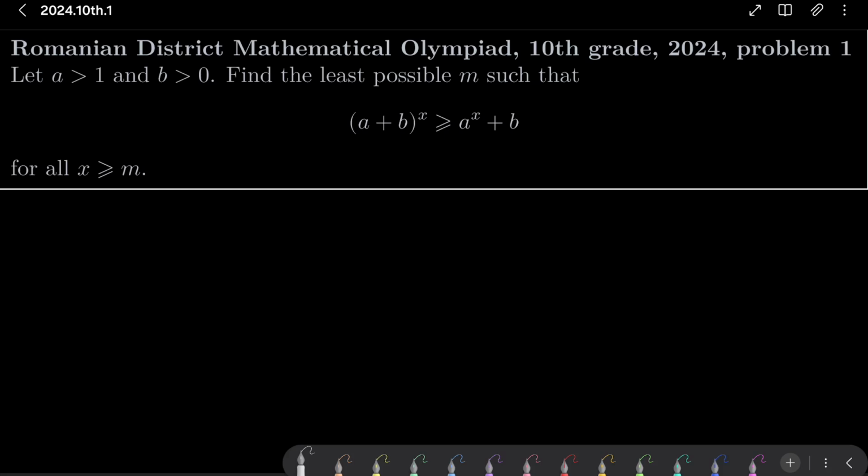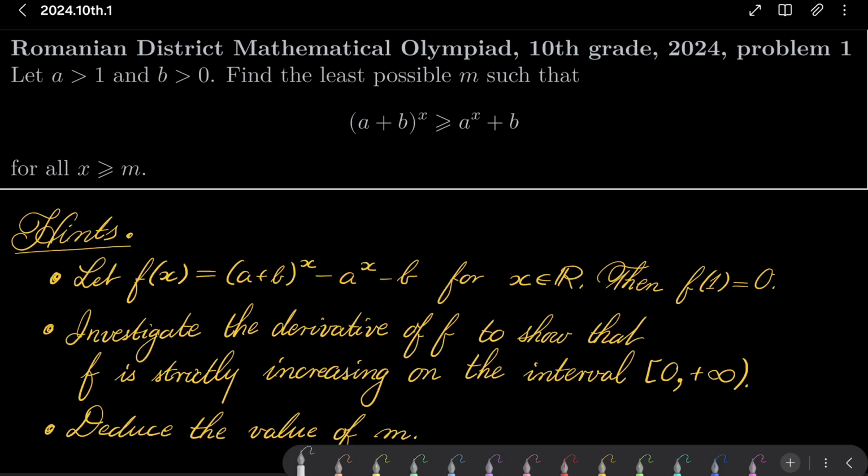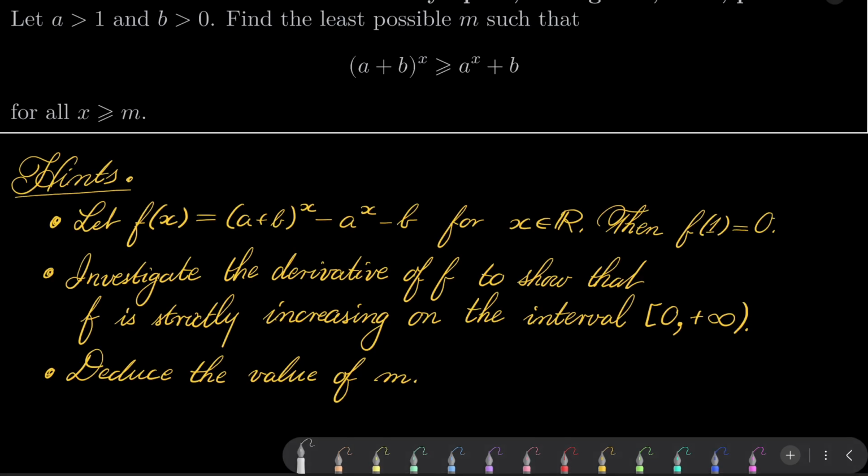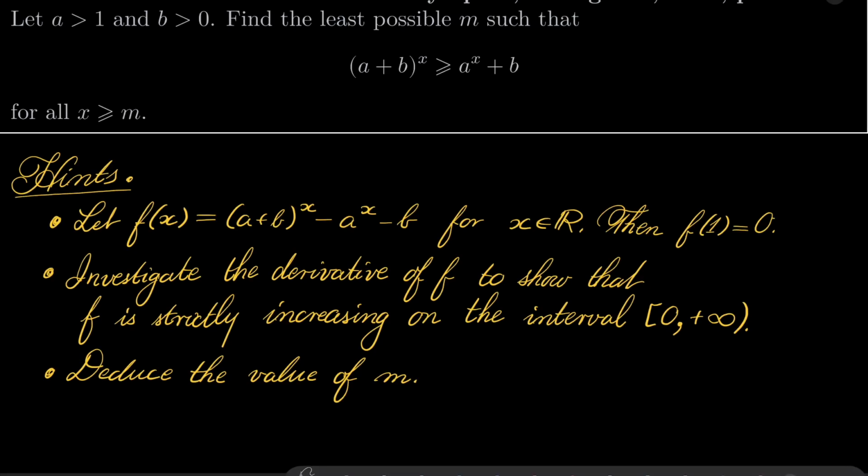Here are my hints for this problem. First, let f of x be equal to (a plus b) to the power of x minus a to the power of x minus b for all real numbers x. Notice that f of 1 is 0, and then, as is very often the case, investigate the derivative of this function to show that our function is strictly increasing on the interval 0 to infinity, and from there deduce the value of m. We'll give this problem a try.